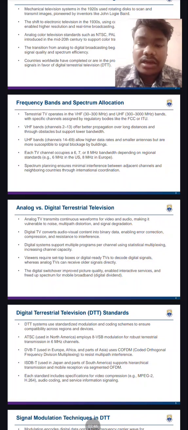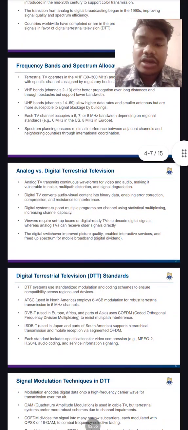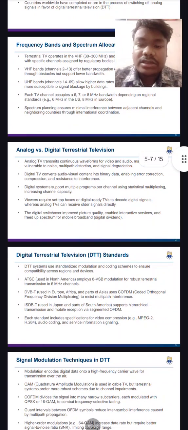Each TV channel occupies 6, 7, or 8 MHz bandwidth depending upon regional standards. Spectrum planning ensures minimal interference between adjacent channels and neighboring countries through international coordination.